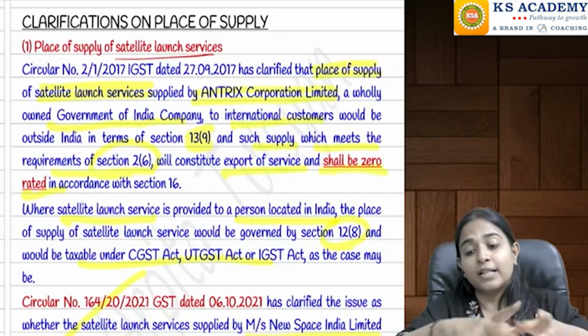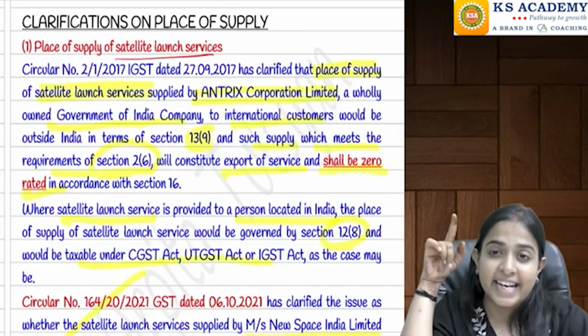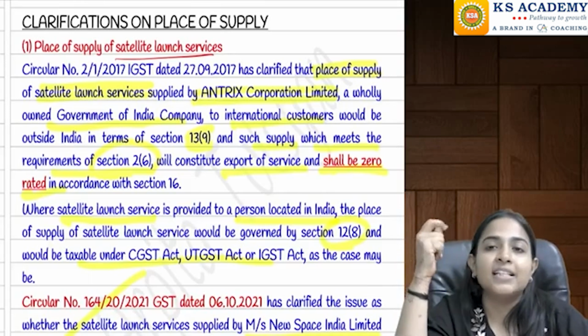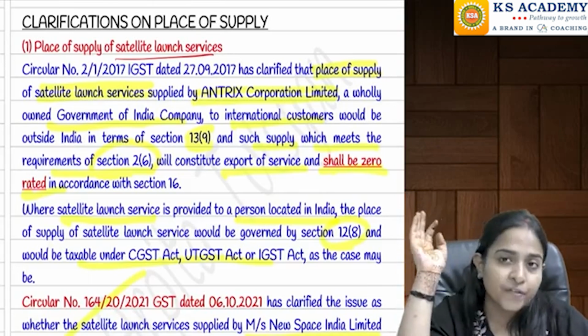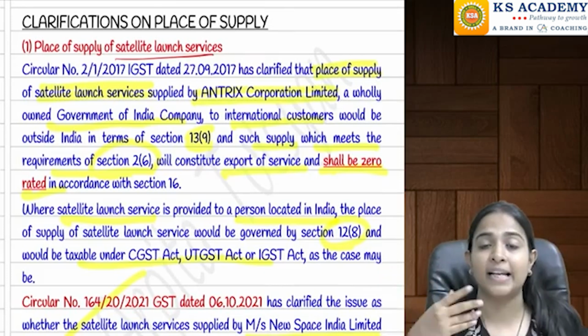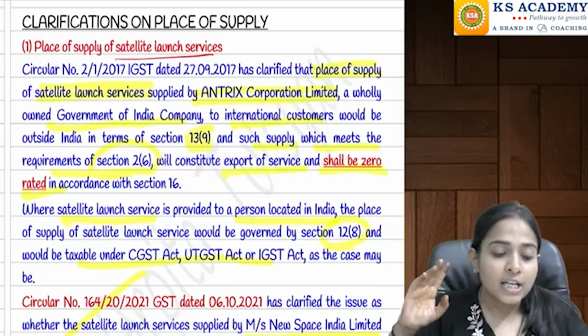Okay, so that was considered as the place of destination. Place of destination is space, that is outside India. So they were telling that this was considered as export of service and therefore zero rated supply. This was already decided. This is not that I am teaching you. This was already discussed in the circular.